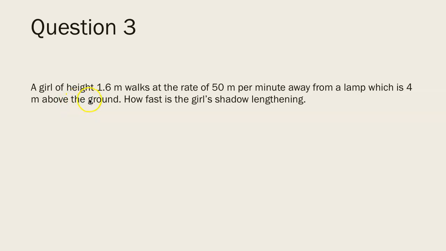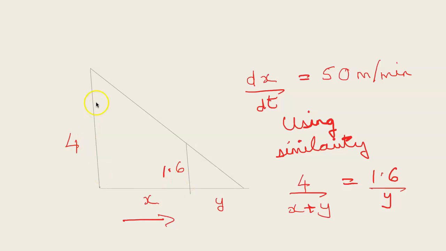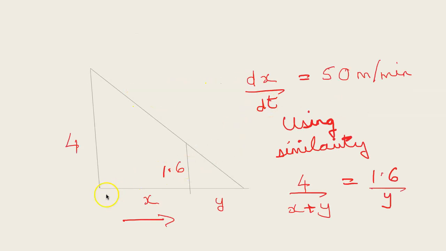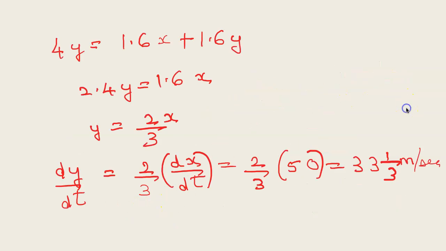Coming to question 3. A girl of height 1.6 meters walks at the rate of 50 meters per minute away from a lamp which is 4 meters above the ground. How fast is the girl's shadow lengthening? So this is the girl and this is a tower. Using similarity, we can say that 4 by (x plus y) is 1.6 by y. And dx by dt is 50 meters per minute, because the girl is walking at the rate of 50 meters per minute.